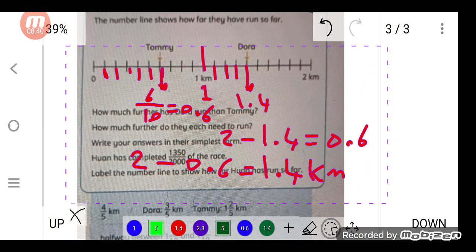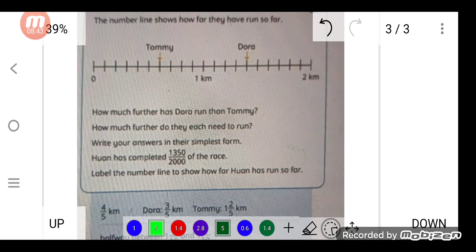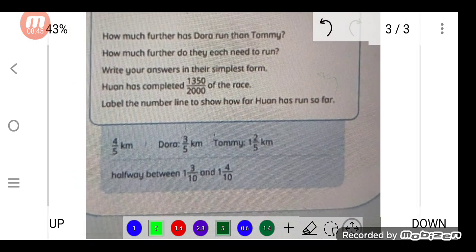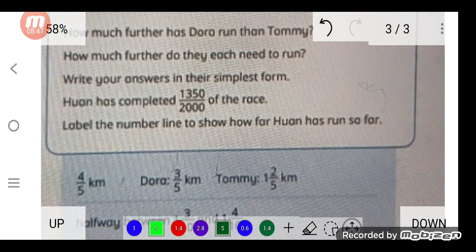Now, last question. Yuan has completed 1350 out of 2000 of the race. Label the number line to show how far Yuan has run so far.